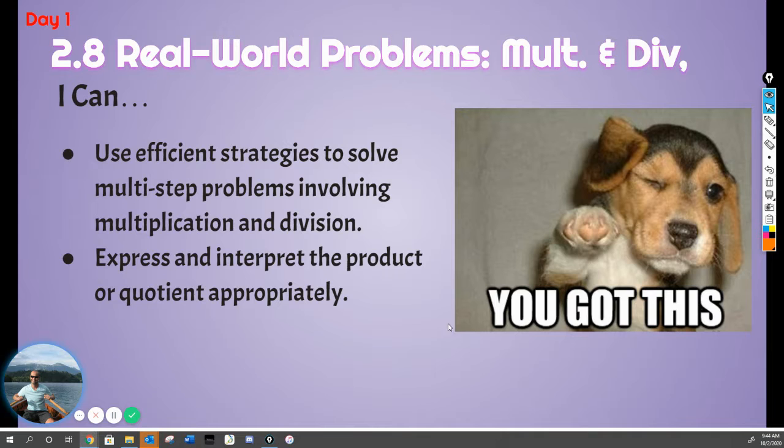You got this. I want you to be able to use efficient strategies to solve multi-step problems involving multiplication and division. And I want you to be able to express and interpret the product or quotient appropriately. This just really means what it says. Using math in the real world. I don't want to use math in the real world. Well, too bad. You're going to have to do it. Deal with it.